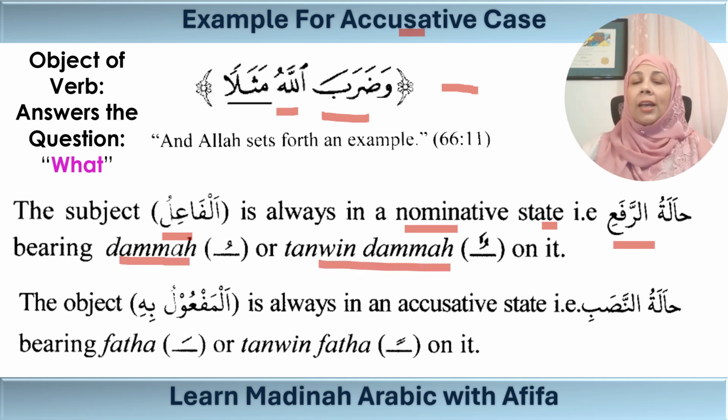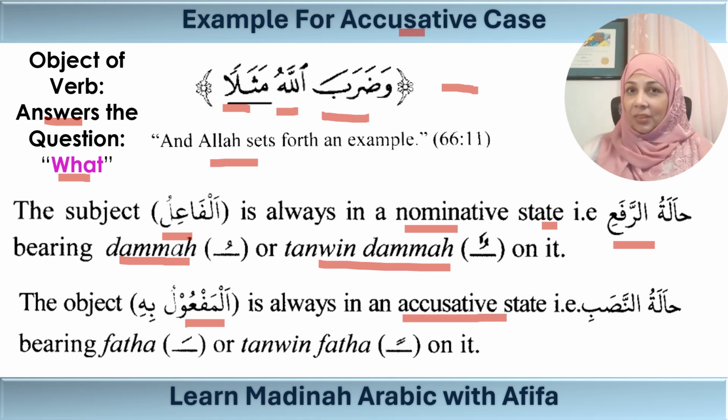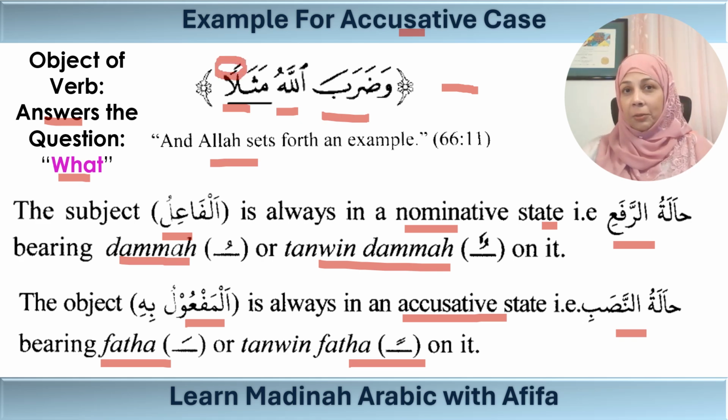Now let's look at the object of this verb. We said object answers the question what. So if we say Allah sets forth what, the answer to that question is masalan, which is the object of this verb. And here we know that object in Arabic is al-maf'ulu bihi, and now you learn that it is always in the accusative case. It is mansubun, and we say it is halatun nasb with a fatha or a tanween fatha, as in this case you see the tanween fatha on the object of the verb.